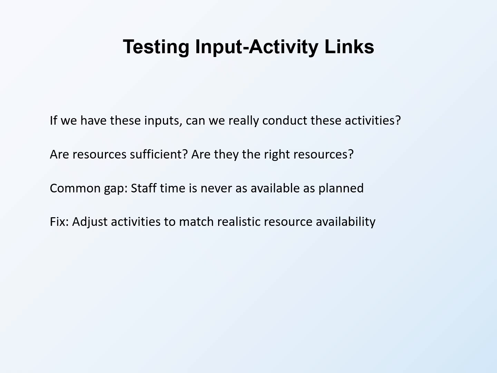A common gap. Staff time is never as available as planned. People have other responsibilities. They get sick. They attend meetings. If your activities require 40 hours a week from someone who has other duties, the link doesn't hold. If you find problems, fix them. Adjust activities to match realistic resource availability or secure additional resources. Don't proceed with a plan that fails this first test.